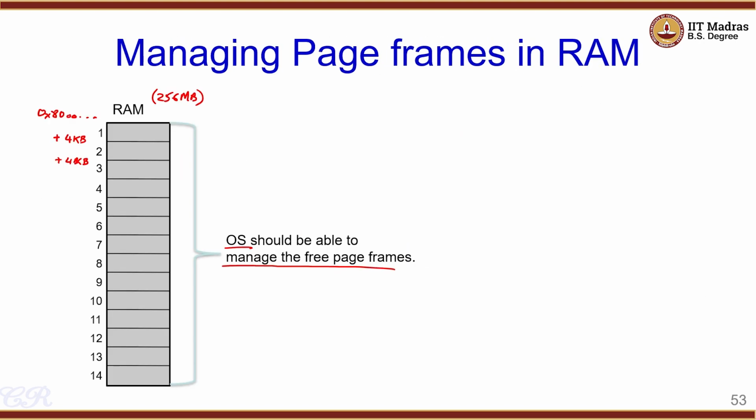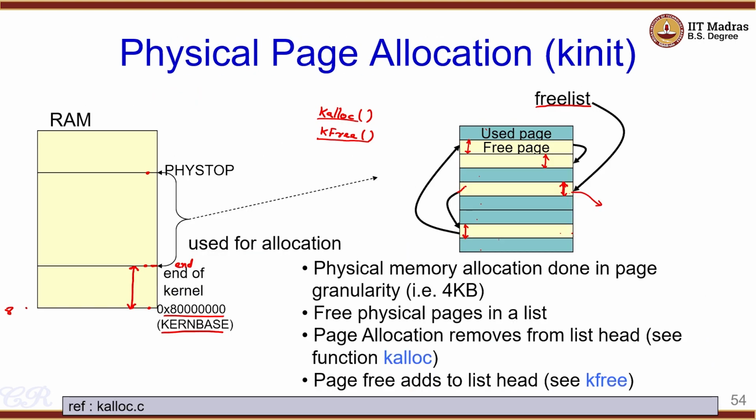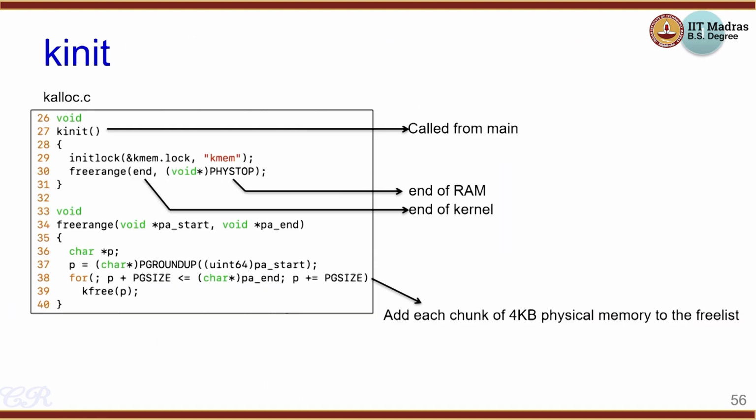the entire range of memory from end to PHYSTOP is going to be initialized with this function called freerange, right? So what is this function freerange? It takes these two parameters, pa_start and pa_end. pa_start for us is initially just end, and pa_end is PHYSTOP. So the range from end to PHYSTOP is going to be initialized, and page frames are going to be essentially created, right?